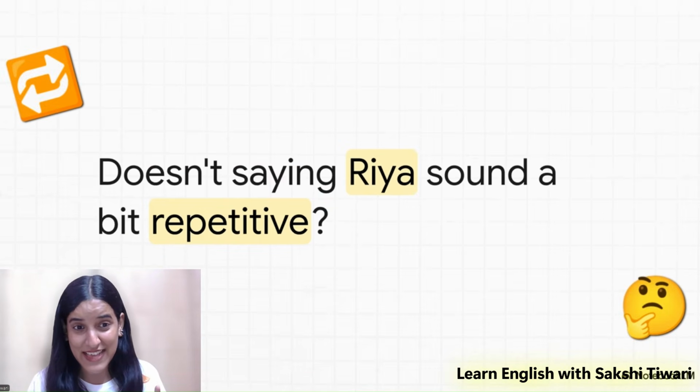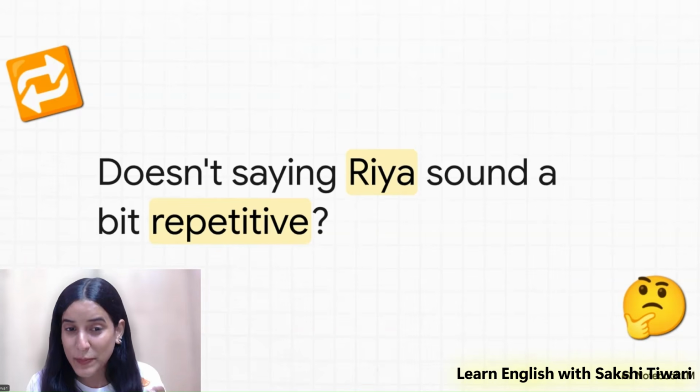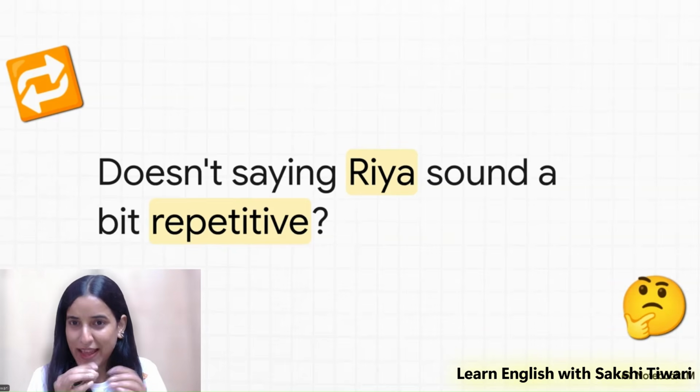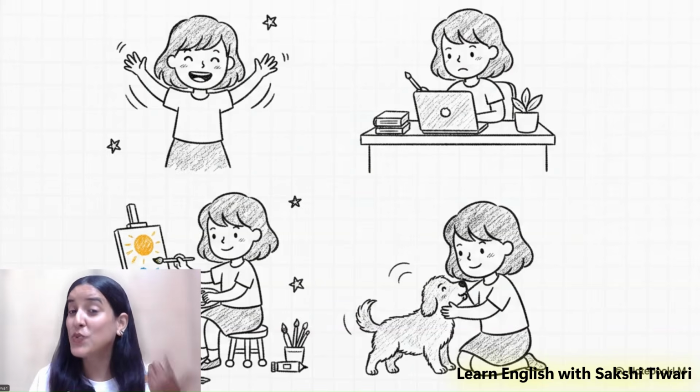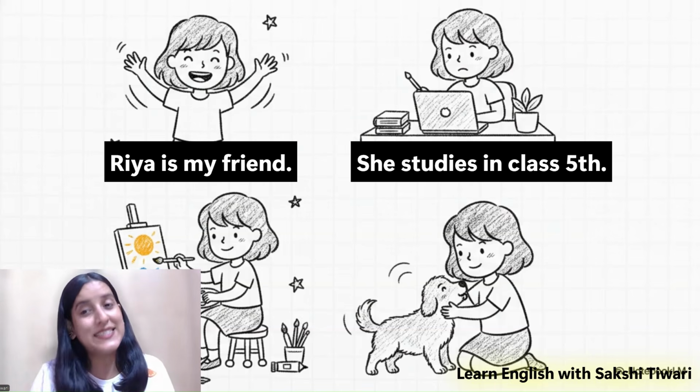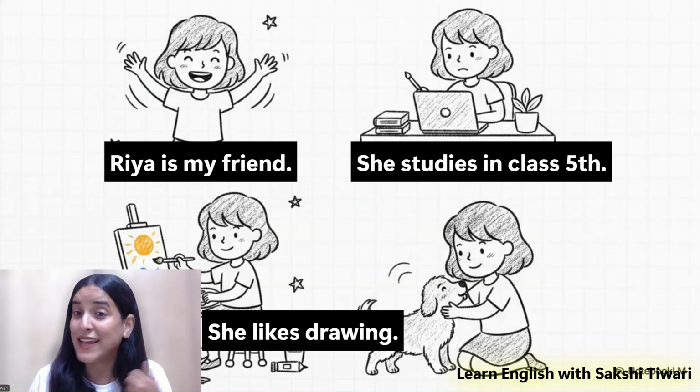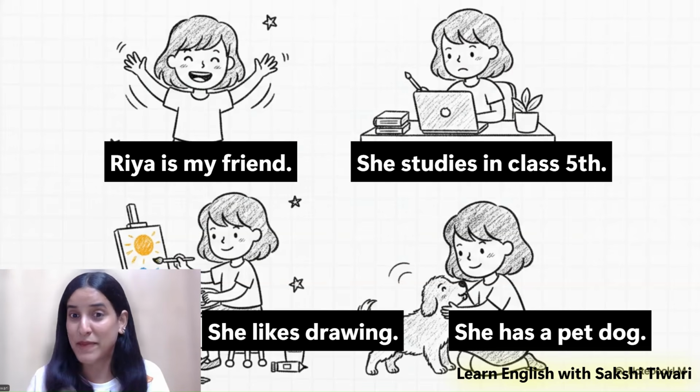It does, yes. Now imagine if every time you talked about someone, you had to keep saying their name again and again and again. Thoda strange lagega, right? So can we make these sentences shorter and smoother? Well, let's find out. What if I say that Ria is my friend? She studies in class 5th. She likes drawing and she has a pet dog.